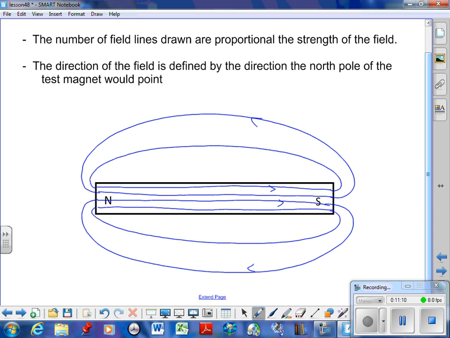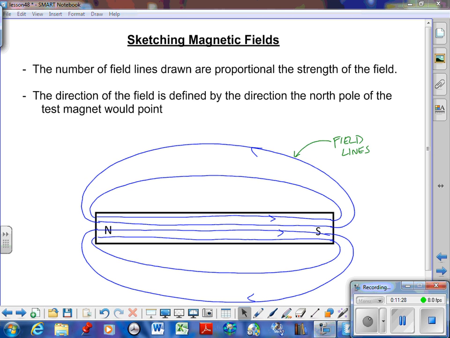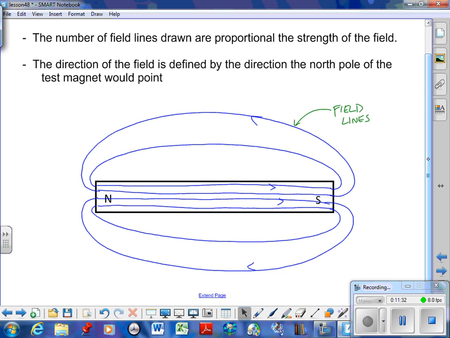So those field lines, again, when they are outside the actual physical magnet, we're going to call those the field lines. That's where that force at a distance comes into play, where it's repulsing or attracting materials. So you'll see that with the iron filings demonstration. And that pretty much summarizes or gets us through sort of the initial introduction to magnetism.